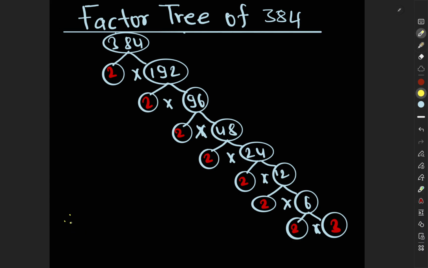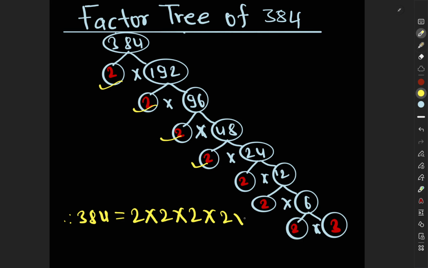So we can write 384 as equal to the product of all these prime numbers, that is all these 2s, and at last this 3.